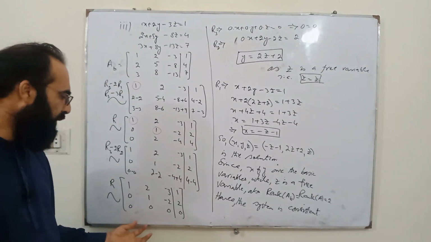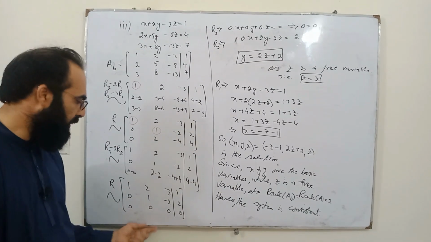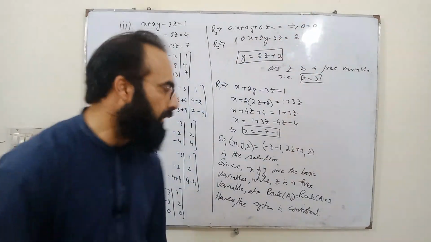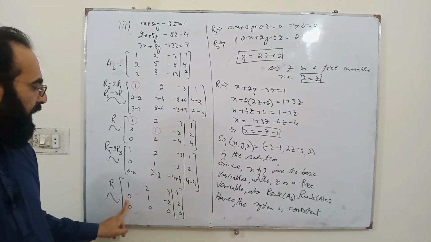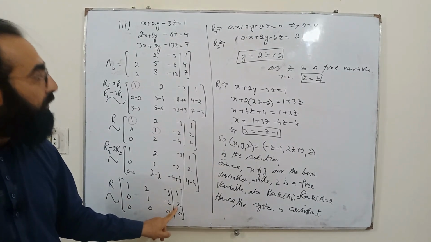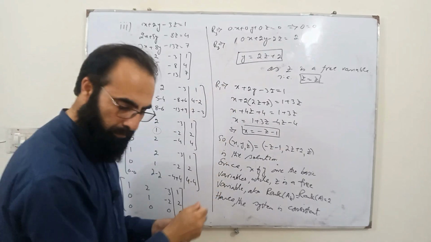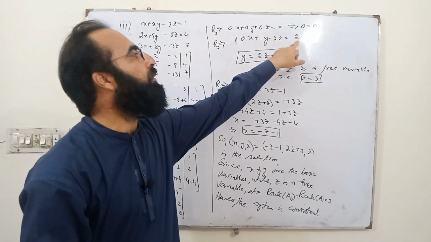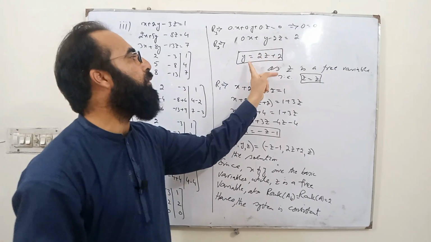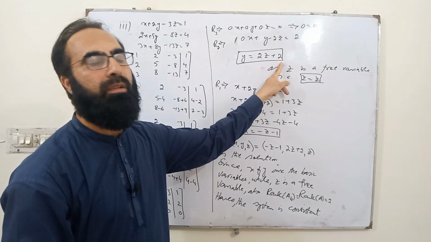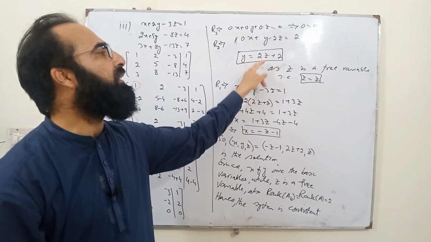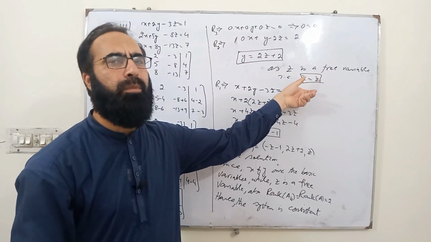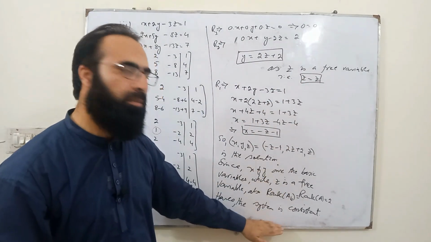So for the solution, we will use the rows of this matrix. From the third row we get 0 into x, 0 into y, 0 into z is equal to 0, get nothing. Now from the second row we obtained 0 into x plus y minus 2z is equal to 2. Shift this 2z on the right side, you will get y is equal to 2z plus 2. I wrote here y in terms of z because z is a free variable. What does it mean? Let's accept it here. Later on, in the end of this example, we will discuss it.